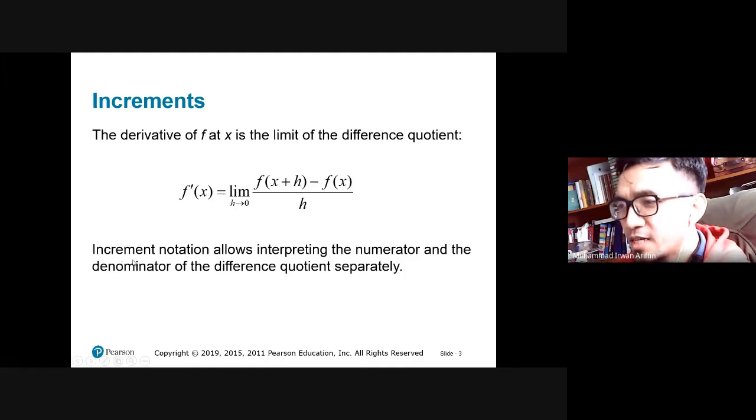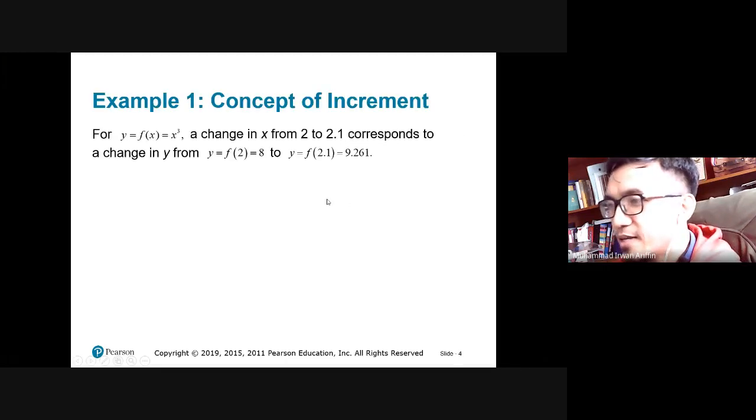Why do we want to use increment notation? Because increment notation, which you'll be introduced to later on, allows us to interpret the numerator and the denominator of the difference quotient separately. In other words, we can interpret the meaning of the numerator and the denominator differently, separately.